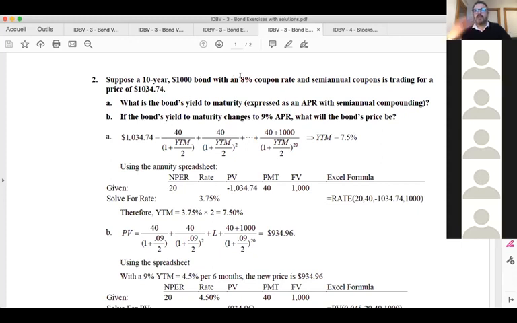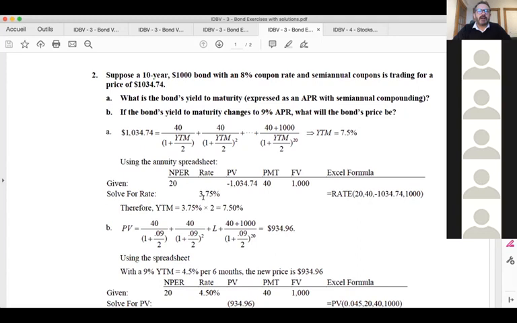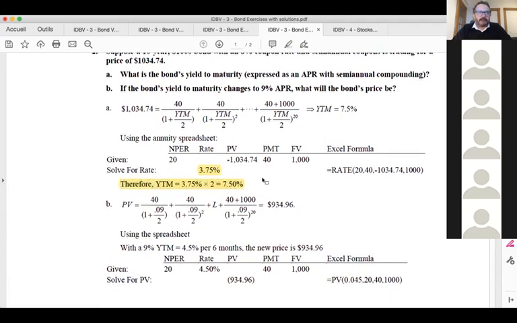So you can already try with less than 8%. And do not forget to divide that by 2. It doesn't say the solution, but it's 3.75, on a semi-annual basis. So it's 7.5% on an annual basis. Okay, so it shows directly. So 3.75, we have it here. Therefore the YTM is 7.5%.